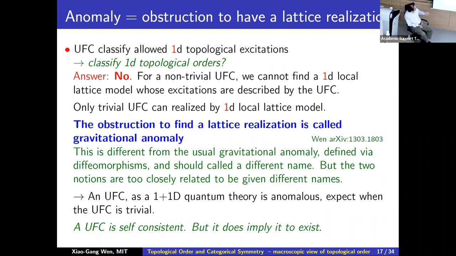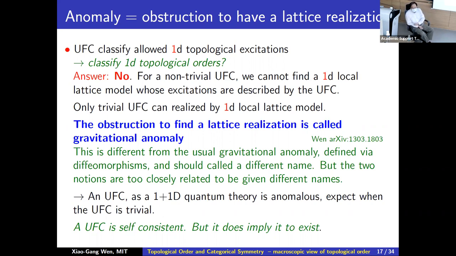So this obstruction to finding a lattice realization of a quantum field theory, or a modular tensor category, is called a gravitational anomaly. This is another definition of a gravitational anomaly. Usually the gravitational anomaly is defined as an obstruction to going from classical theory to quantum theory through the path integral, because the path integral measure is not diffeomorphism invariant. And here we define gravitational anomaly not as an obstruction to go from classical to quantum theory, but as a property of a quantum theory itself. We say there's a low energy effective quantum field theory which does not have any UV lattice realization, and this property is called a gravitational anomaly. Maybe we should call this a different name, but these two properties are very closely related. So we can use the same name, but the definition is very different.